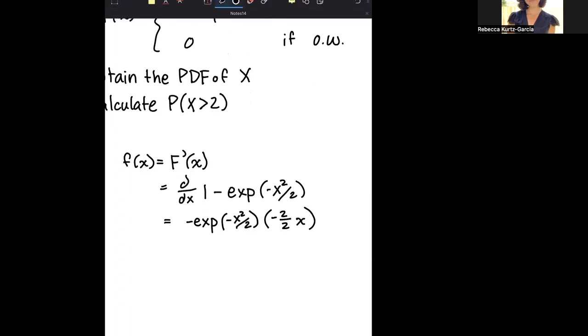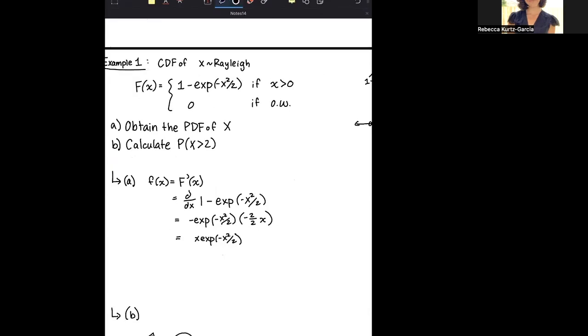And then we'll simplify it a little bit. exp negative x squared over 2. All this is times x. But we are actually not done yet.